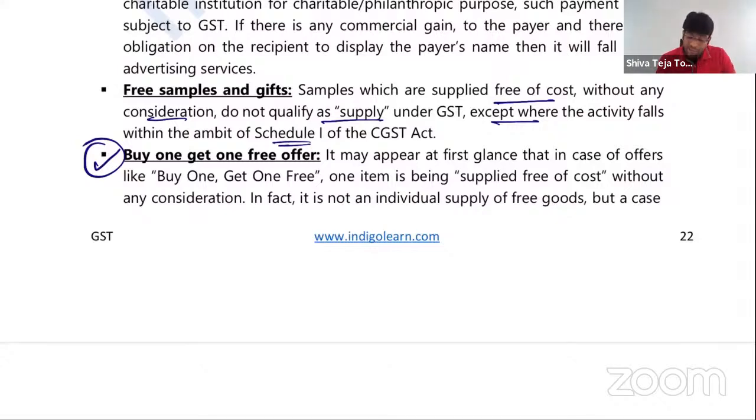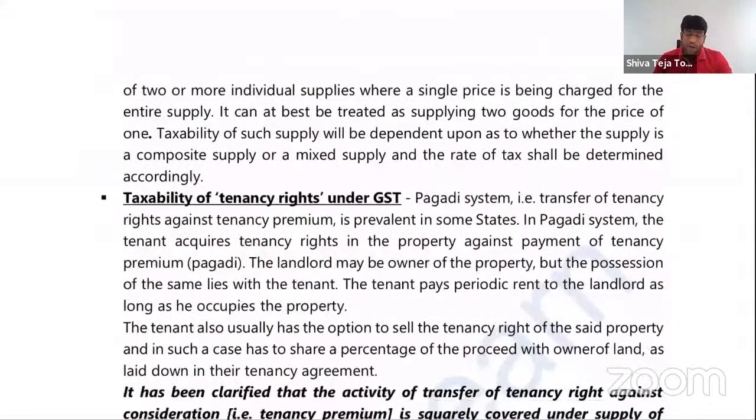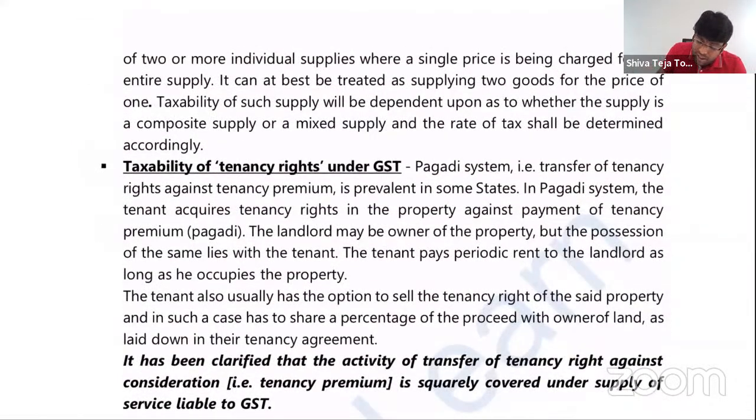It may appear at first glance that in case of offers like buy one, get one free, one item is being supplied free of cost without consideration. But in fact, it is not an individual supply of free goods, but a case of two or more supplies where a single price is being charged for the entire supply. Clear? And taxability will depend upon whether it is a composite supply or mixed supply. Composite supply is taxed at the rate of the principal supply. Mixed supply is taxed at the highest rate. Clear? Next one.